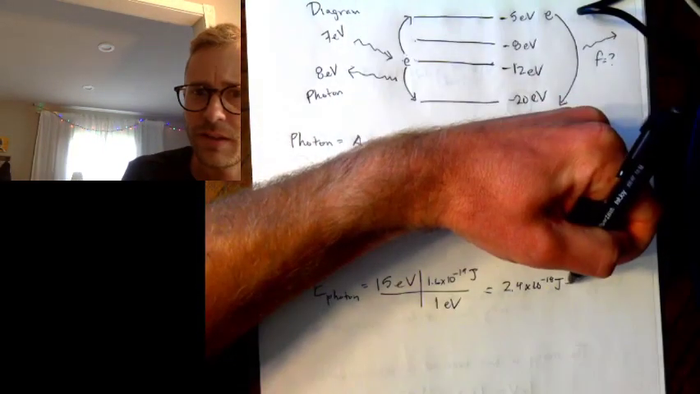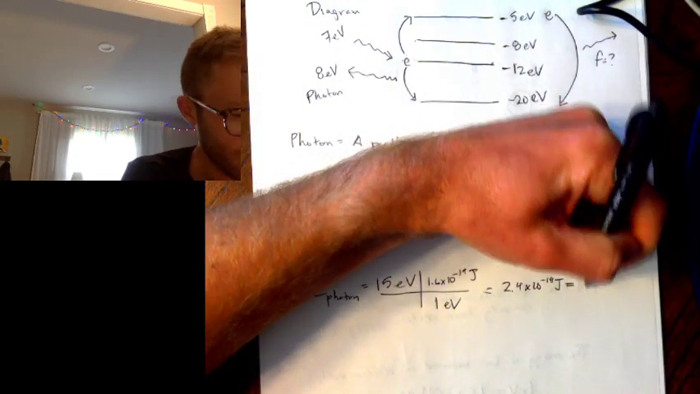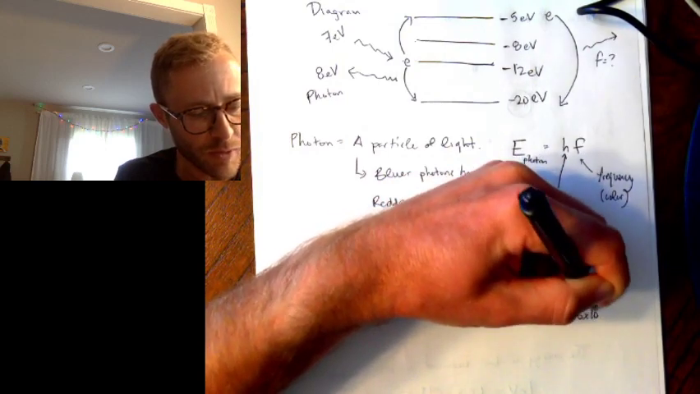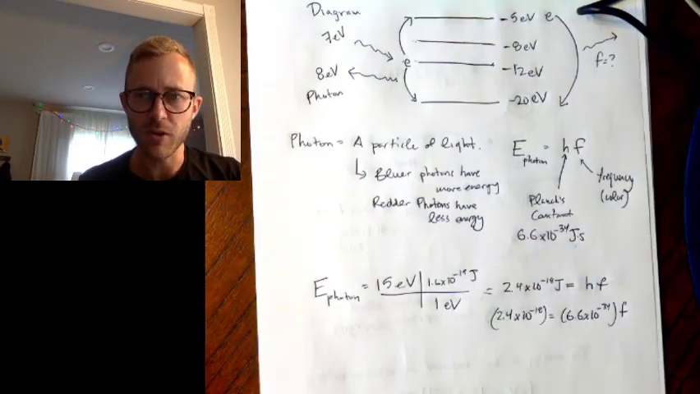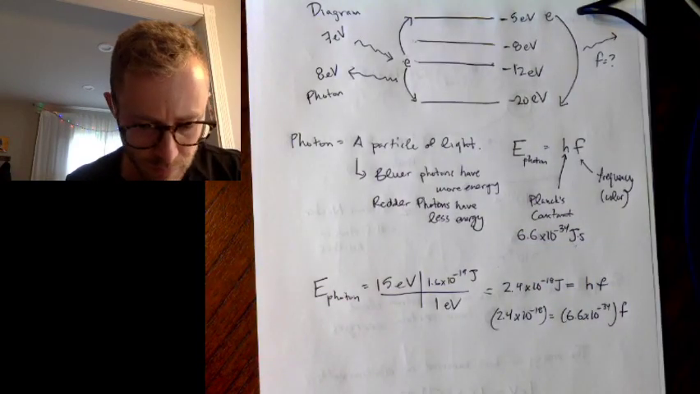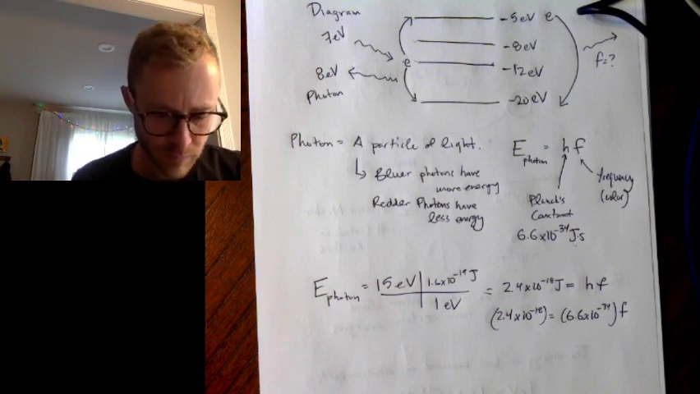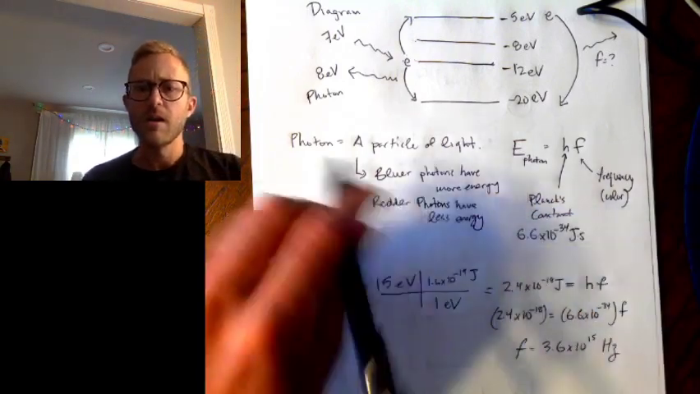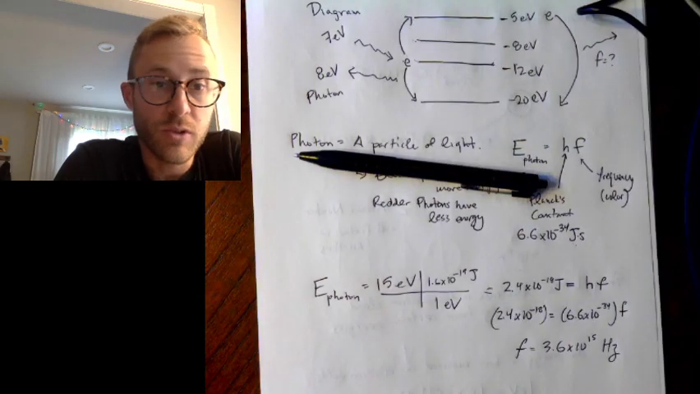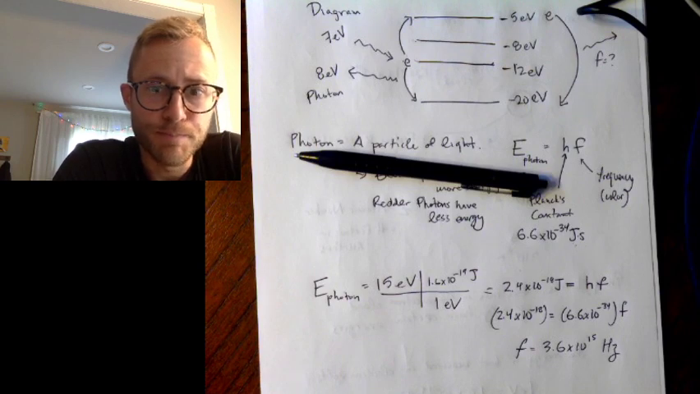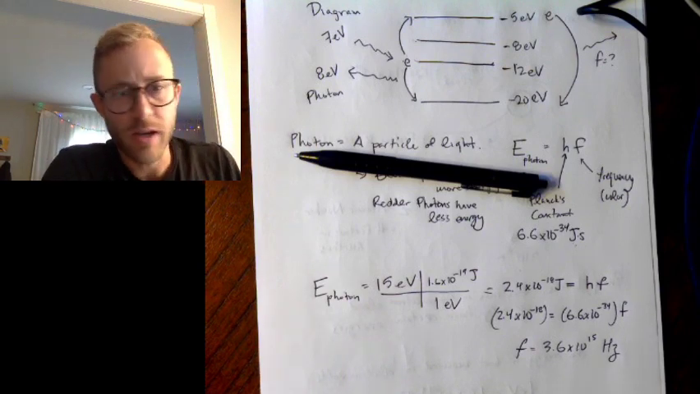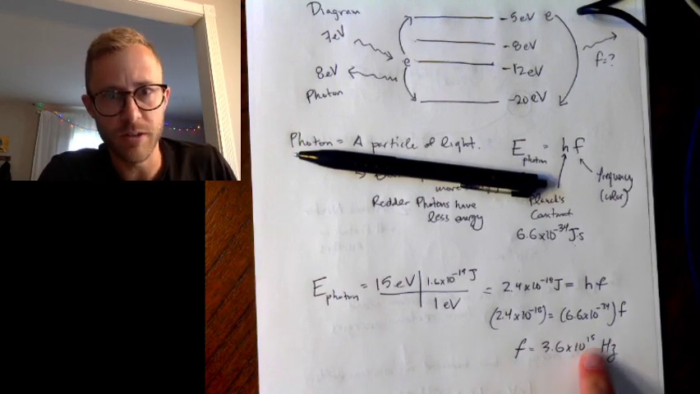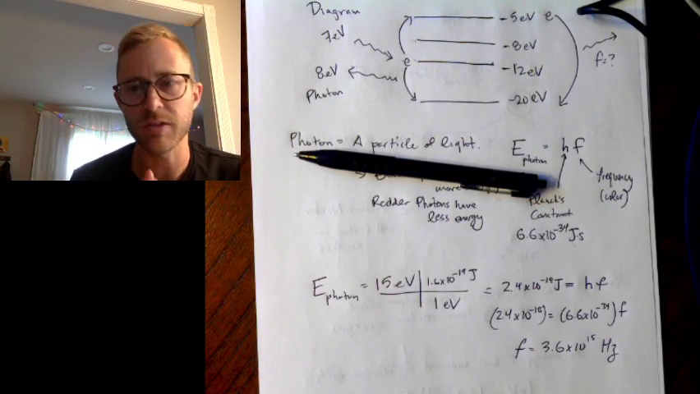So then I would set that equal to HF. So I have 2.4 times 10 to the minus 18 equals 6.6 times 10 to the minus 34 F. And I can solve for the frequency of that photon, and I get the frequency of that photon is 3.6 times 10 to the 15th hertz. That would correspond to a certain color, okay? And yeah, when I say color, I mean that loosely. It would correspond to a certain part of the electromagnetic spectrum. So if this frequency was not in the visible part of the spectrum, it could be an infrared photon or an ultraviolet photon, etc.